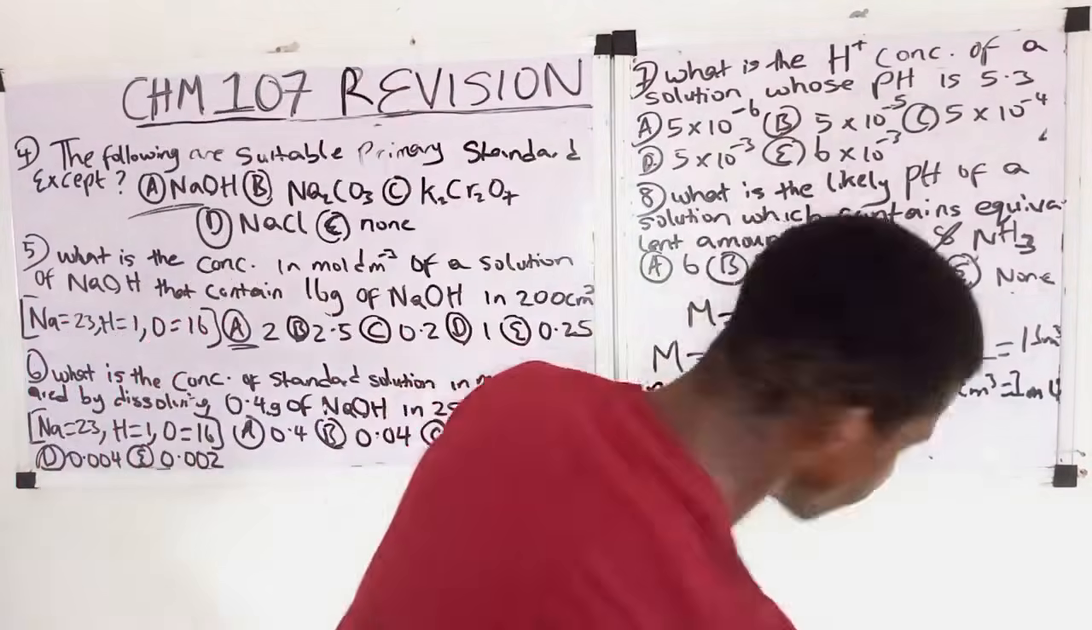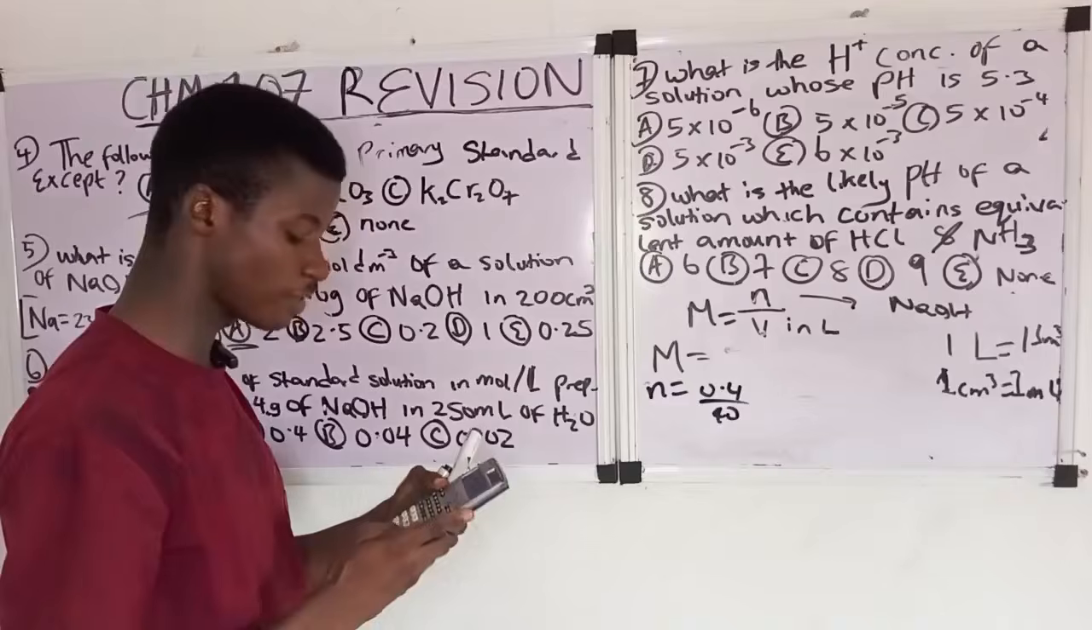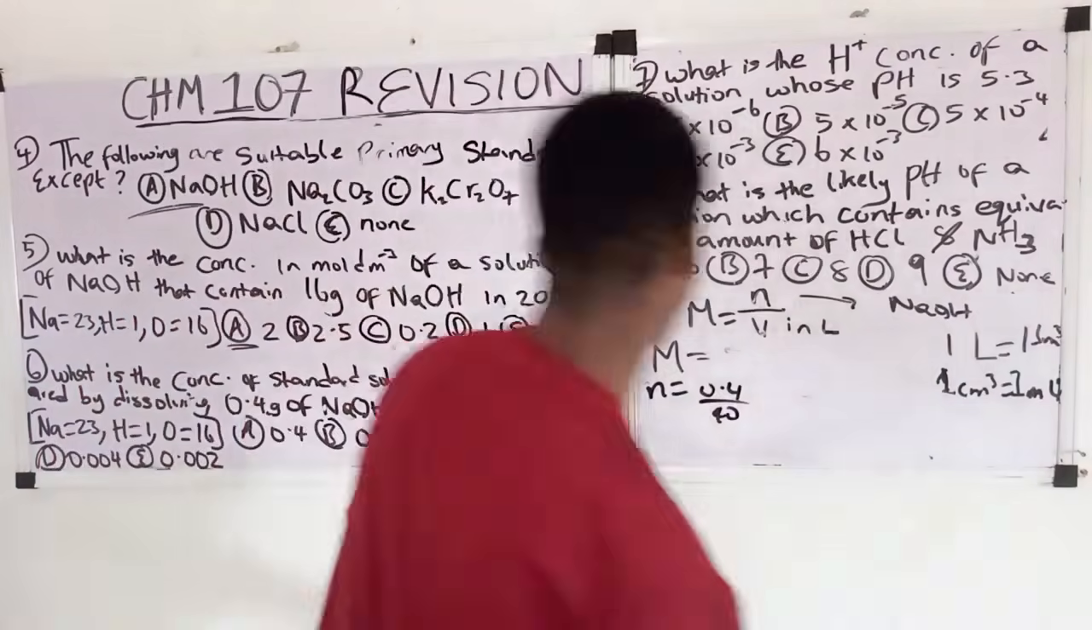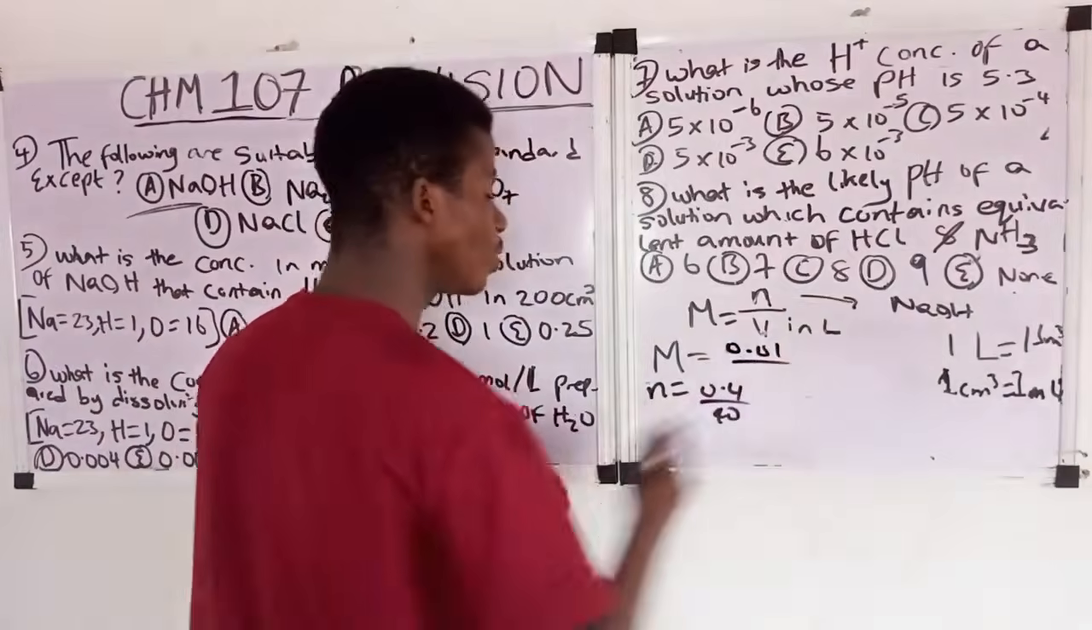So 0.4 divided by 40 will give us 0.01. So the number of moles is 0.01. Then what about the volume?